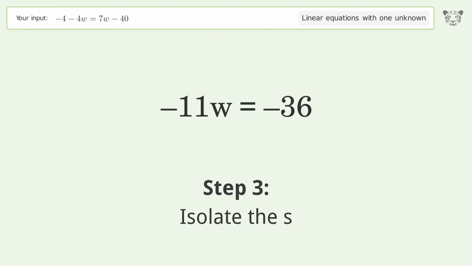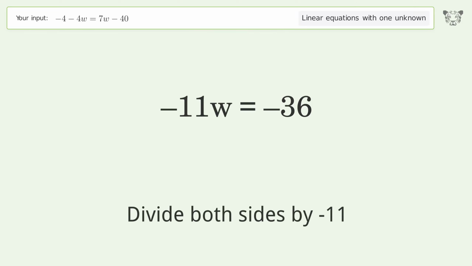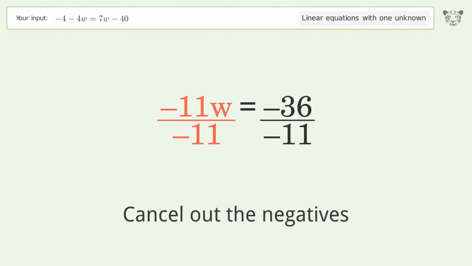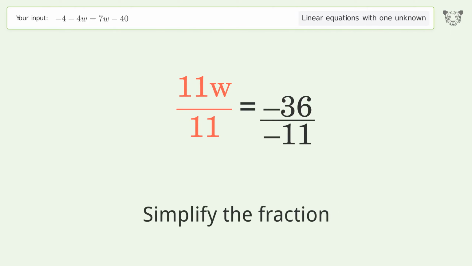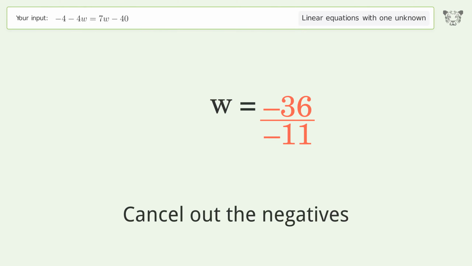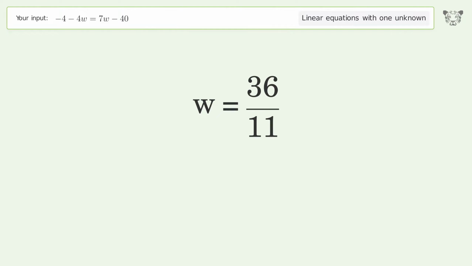Isolate the w. Divide both sides by -11. Cancel out the negatives. Simplify the fraction. Cancel out the negatives. And so the final result is w equals 36/11.